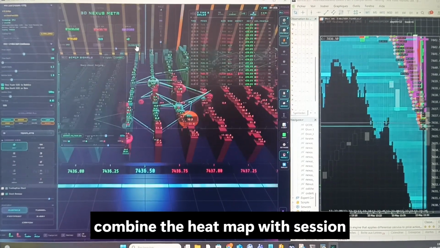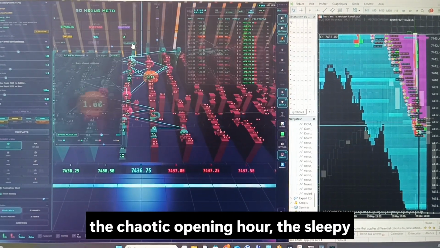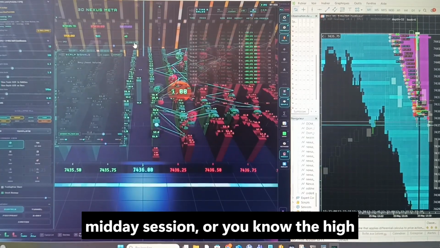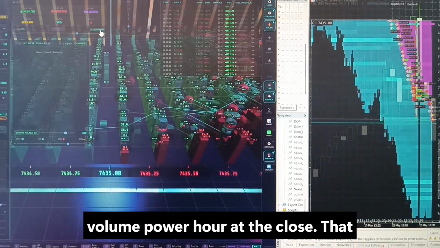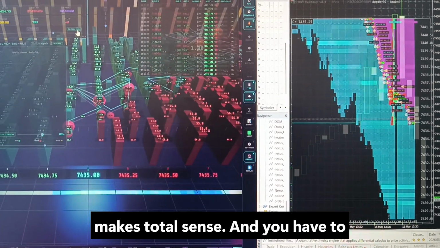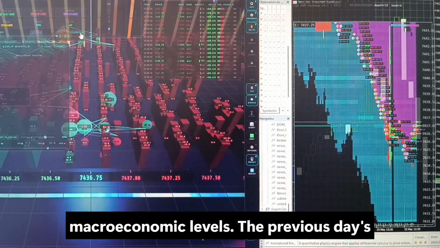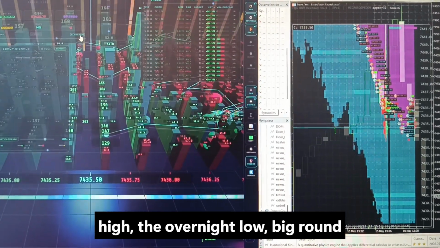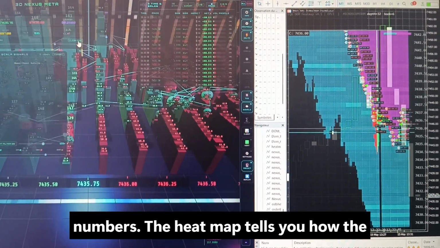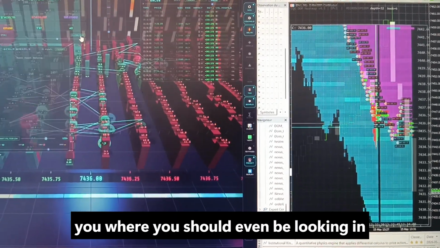You must combine the heat map with session timings. You have to know if you are in the chaotic opening hour, the sleepy midday session, or the high volume power hour at the close. That makes total sense. And you have to combine the micro reading with macroeconomic levels: the previous day's high, the overnight low, big round numbers. The heat map tells you how the market is reacting, but the context tells you where you should even be looking in the first place.